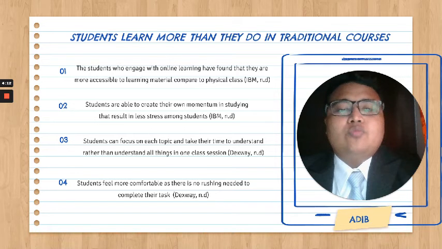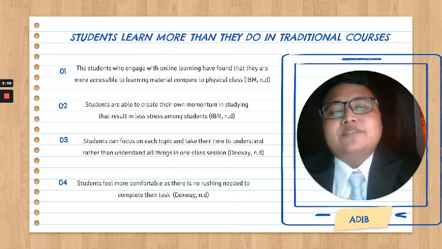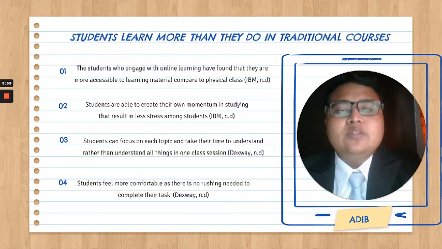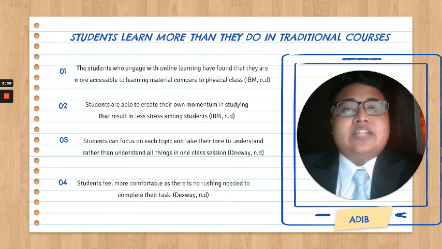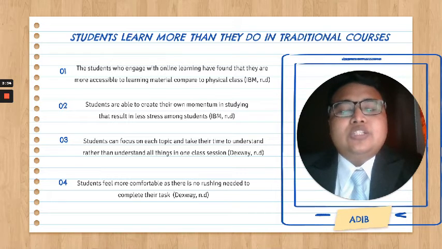Students can create their own momentum in studying, which results in less stress, according to IBM. Students can learn anytime they like, as all learning material can be accessed 24/7. Each student has their own pace in learning, so online learning really helps them learn at their own momentum. Students can focus on each topic and take their time to understand, rather than understanding everything in one class session, according to Textway. So there is no rushing to understand the topic. It is up to them to learn more effectively by focusing on the topic that they think should receive more attention.